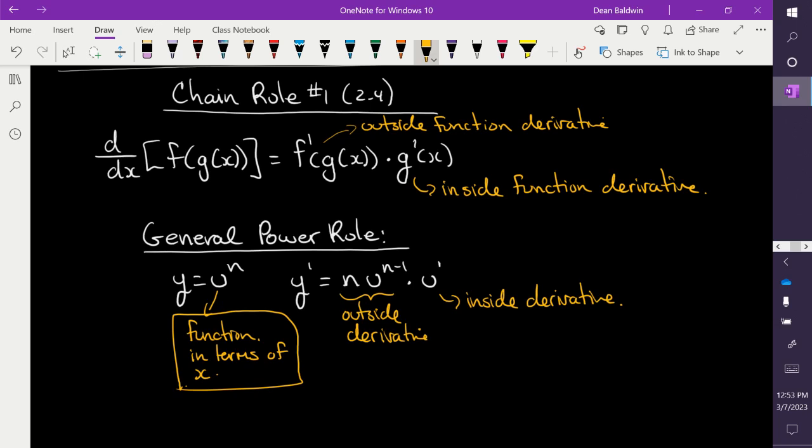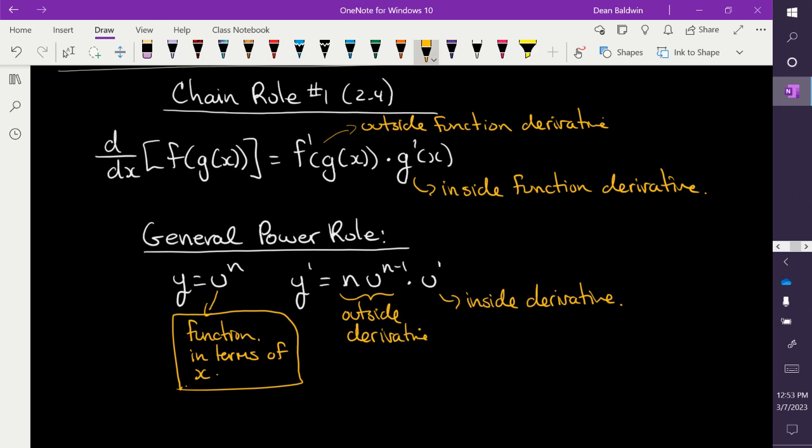The other way, and it's not quite the same, but it's very similar, and it's what most people are comfortable with, is what you call the general power rule. It says if u is some function in terms of x, and y is equal to u to the n, then y prime is the power rule. You drop the n down, you take one away from the exponent, and then you just have to multiply by whatever the derivative of u is. So u prime, again: outside derivative, inside derivative.